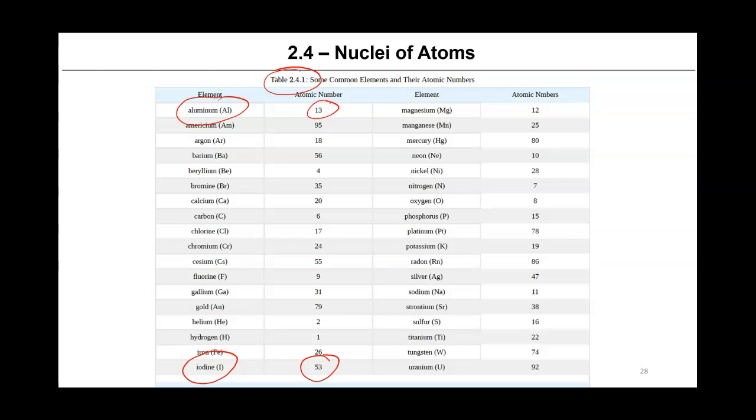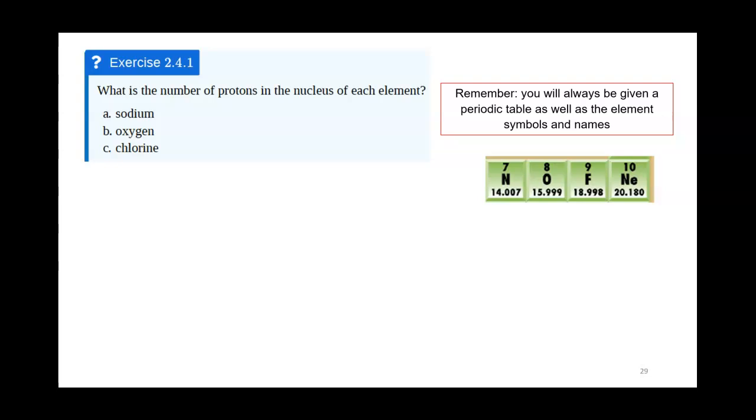So this is an example exercise from our book, and the problem asks what is the number of protons in the nucleus of each element. So what we really need to do is find the atomic number in each case. Now there are a couple of ways of doing this. You can look it up in the table that I showed you previously, or you can also look it up in the periodic table.